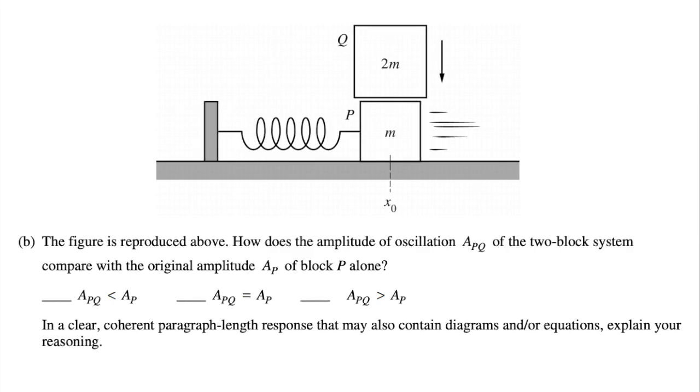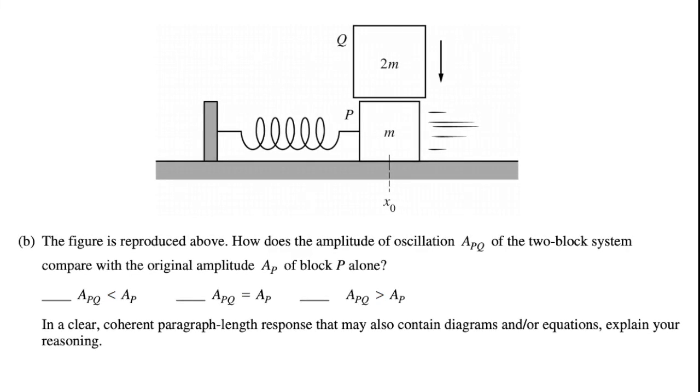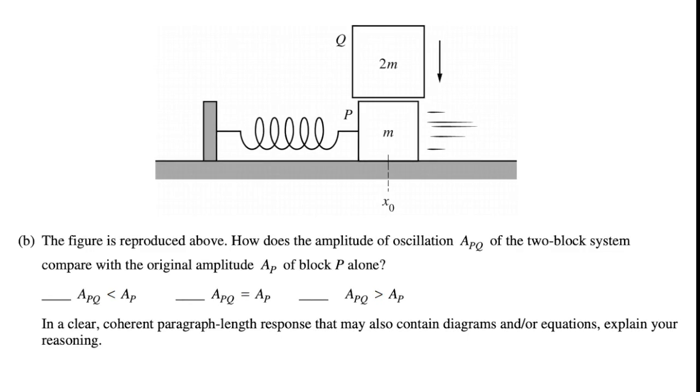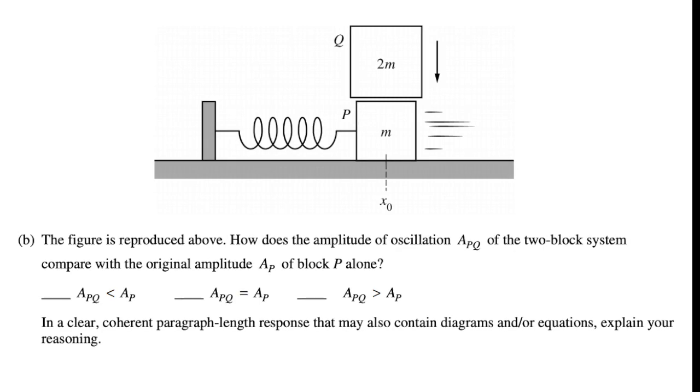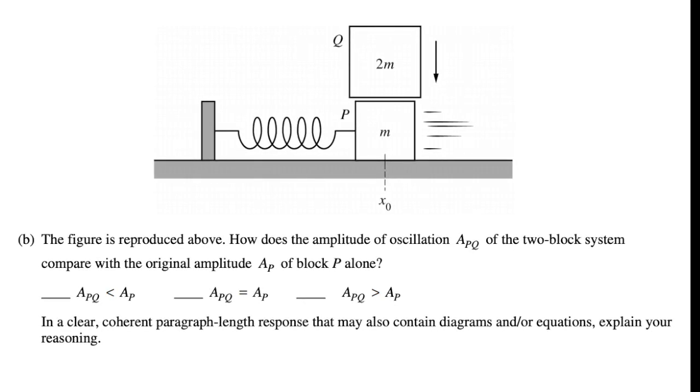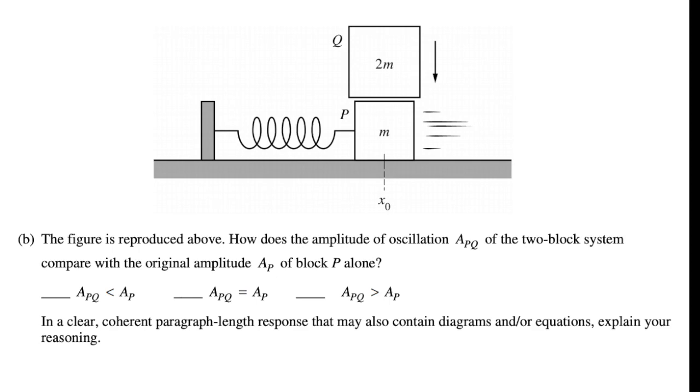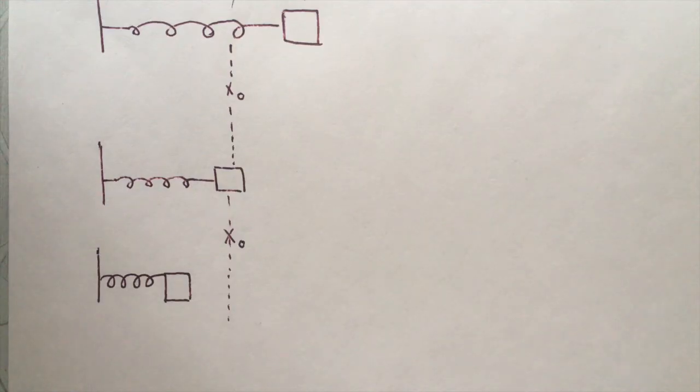Okay, I'm gonna spring over to the paragraph portion of this problem, and it asks, how does the amplitude of oscillation APQ of the two-block system compare with the original amplitude AP of block P alone? So we need to determine whether the amplitude of the oscillating mass spring system changes when the second block is dropped on top of the first block. To do that, let's remember some stuff about springs first.